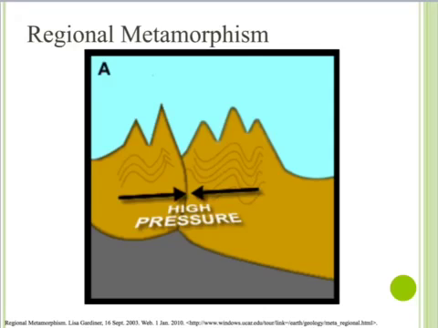Here's an example of regional metamorphism. Now this is a cross section, so if we cut the earth in half, we would have two tectonic plates. As they push together, the rocks, because they're under high amounts of pressure, will start to bend and fold. This would be a regional metamorphism.